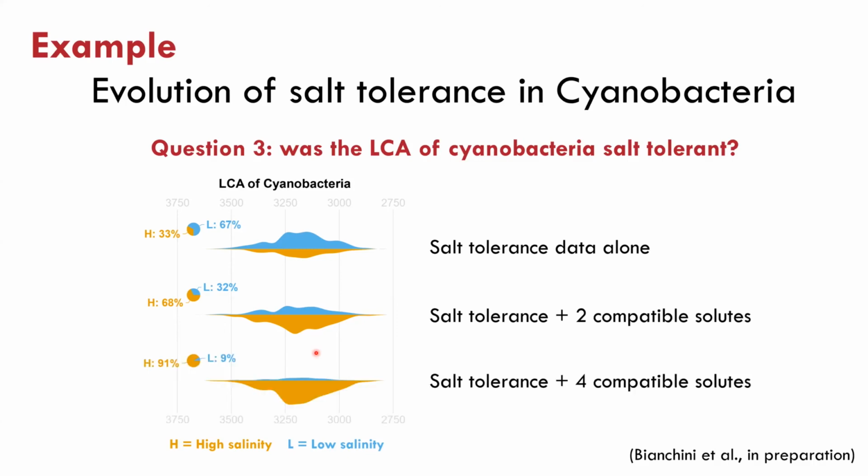Finally, if we add the data for the four compatible solutes which are most correlated with the salt tolerance, you can see that actually the results start to be a lot more conclusive and a lot stronger in favor of the hypothesis that the last common ancestor of cyanobacteria had the high salt tolerance.